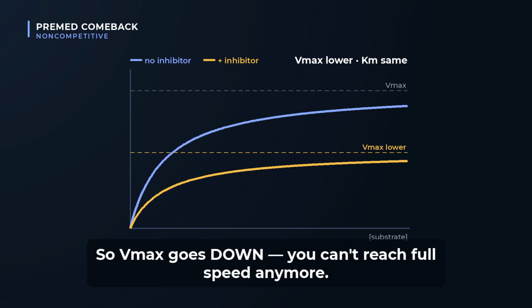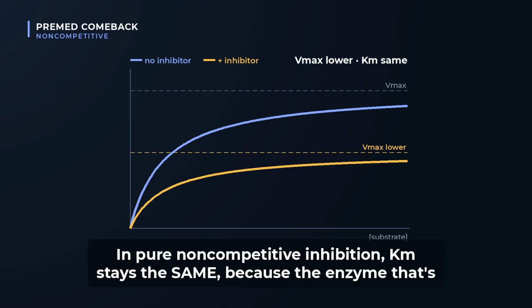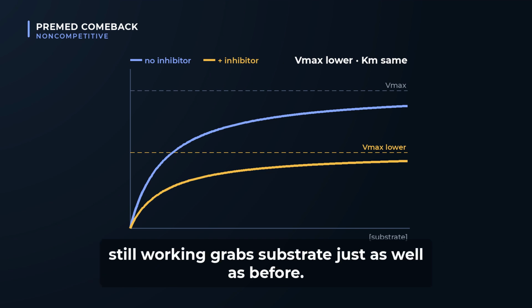And Km? In pure noncompetitive inhibition, Km stays the same, because the enzyme that's still working grabs substrate just as well as before.